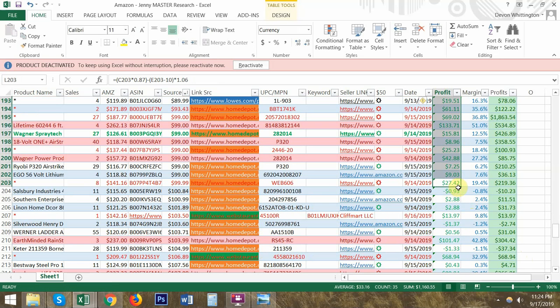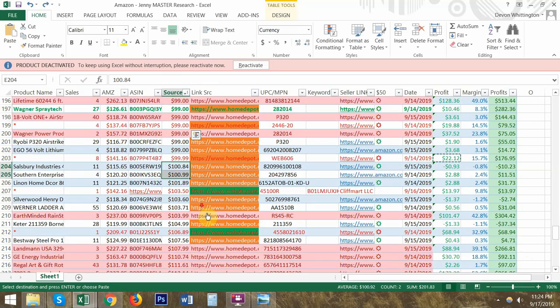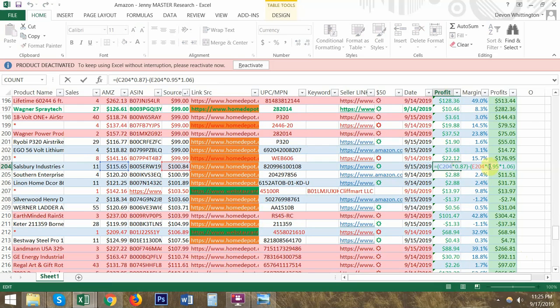And look, they're all changed. Look how easy that was. Very, very easy. All right, so now $100 to $199. We need to change those as well. So let's go ahead and change those too. So that would be the source price, E204, minus $20 with the bracket times 1.06. Remove that last part, hit enter, and there's the actual accurate price.